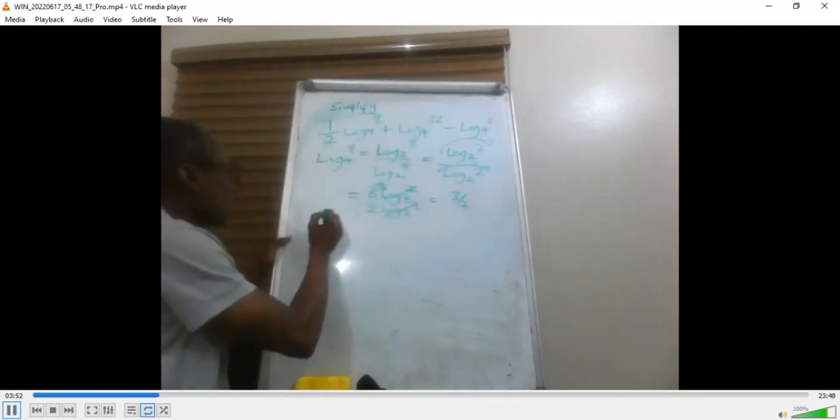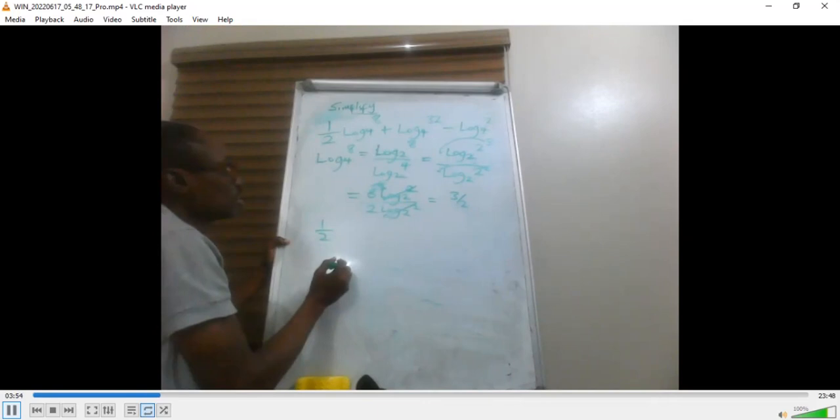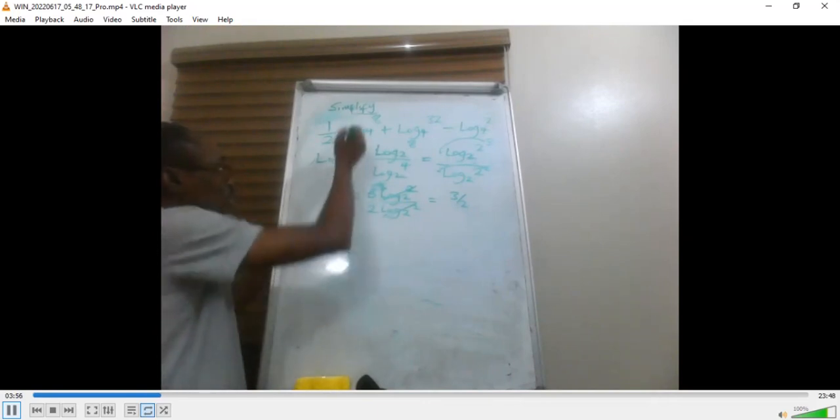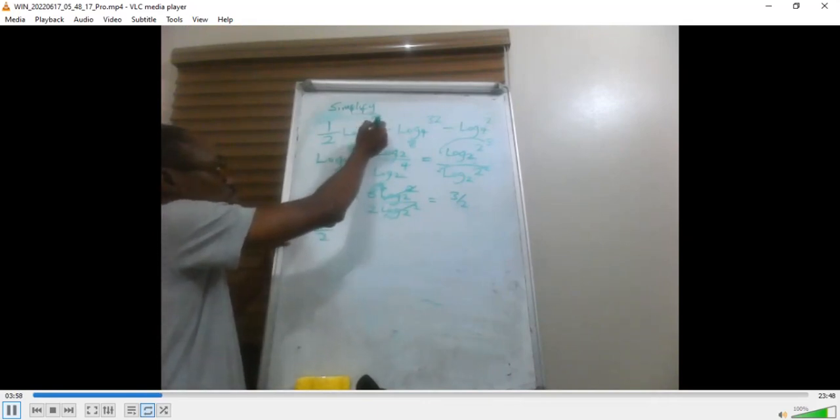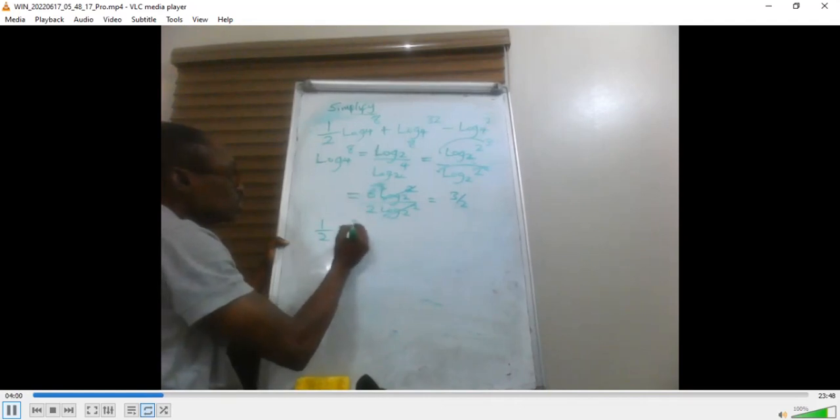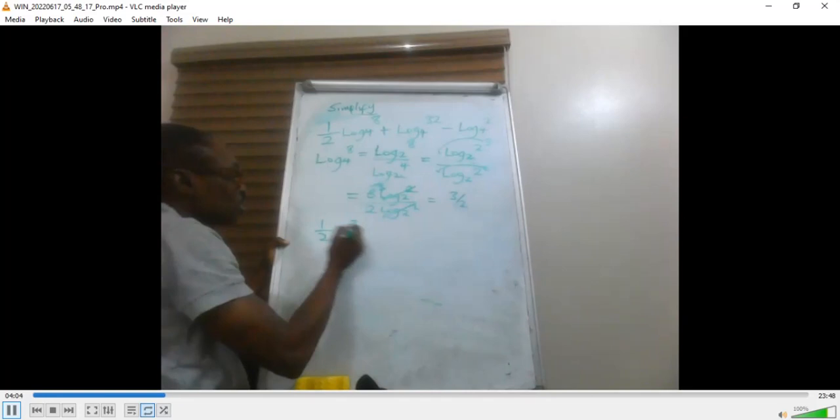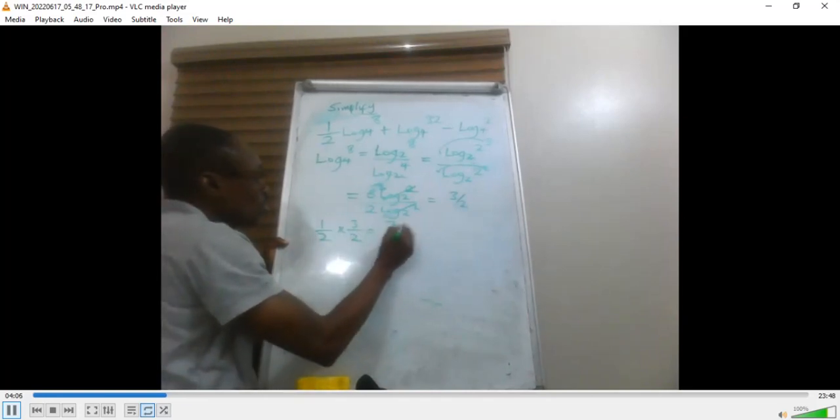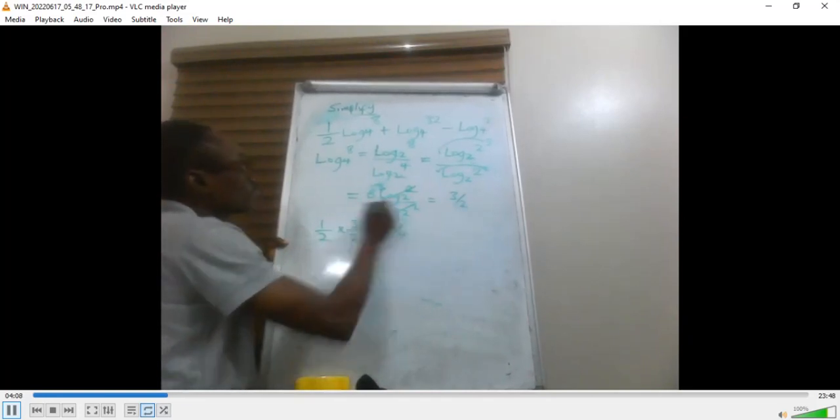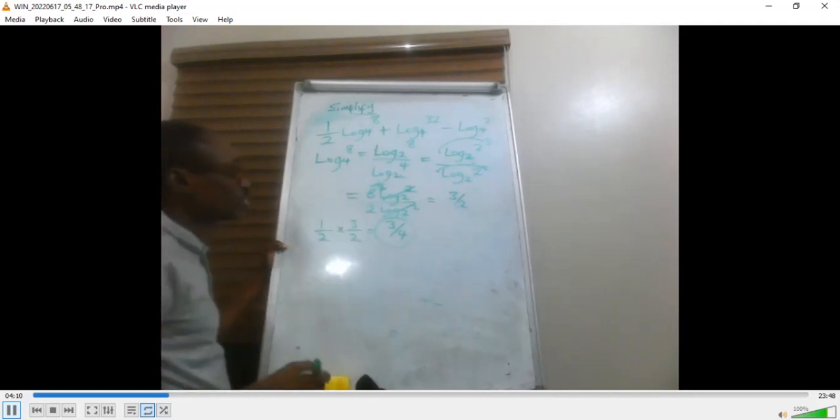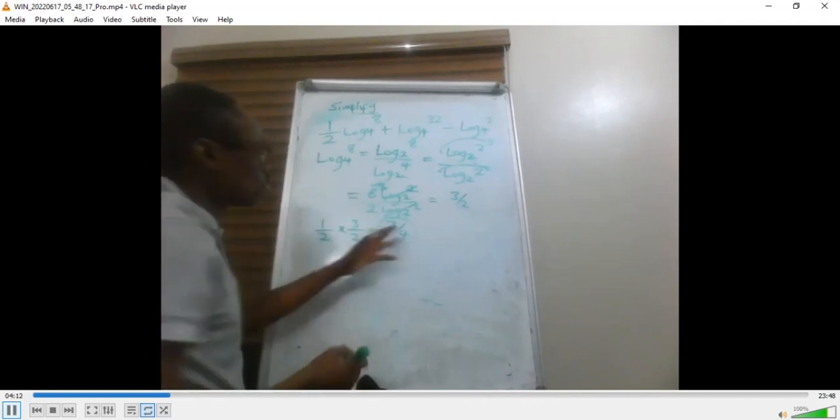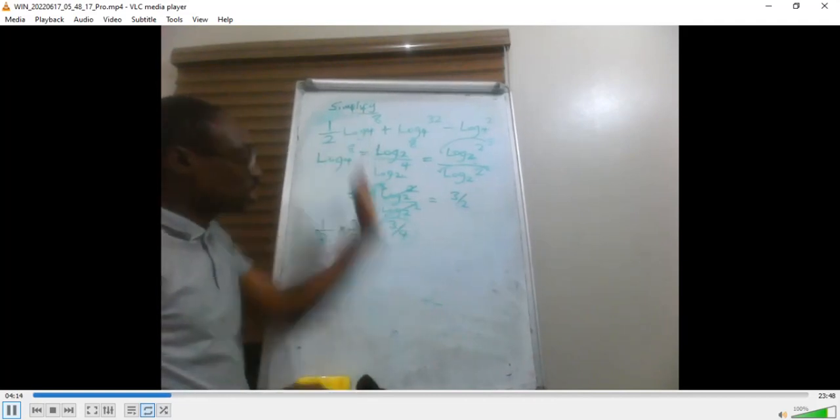So you had half times log 8 base 4. Log 8 to base 4 is actually 3 over 2, so this is going to be 3 over 4. Okay, so we've gotten this part as 3 over 4.